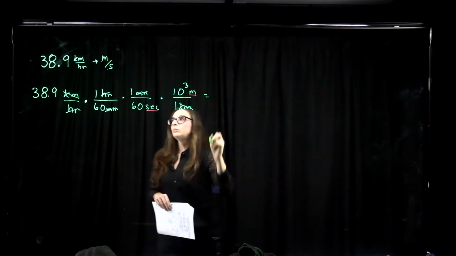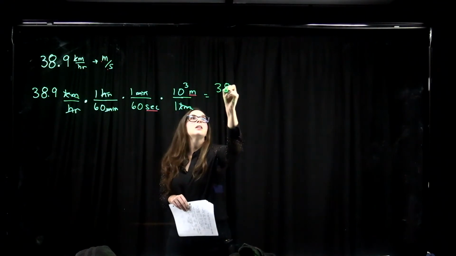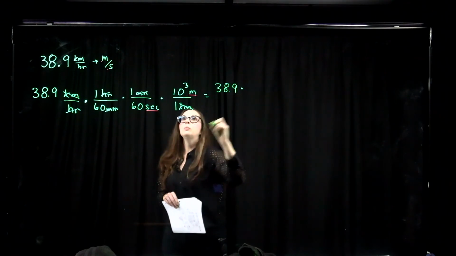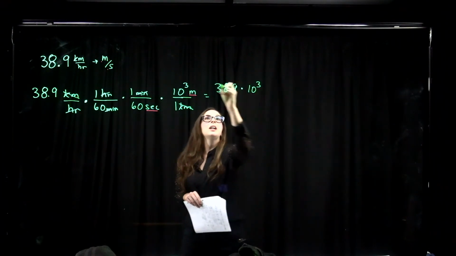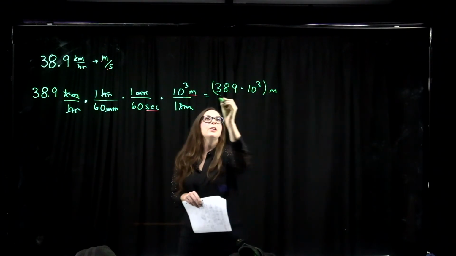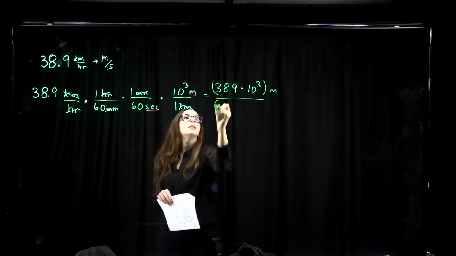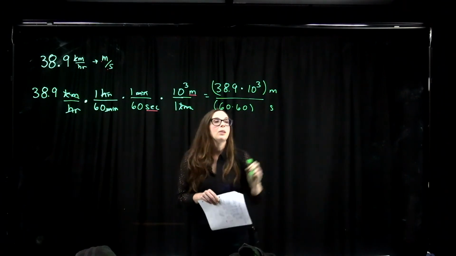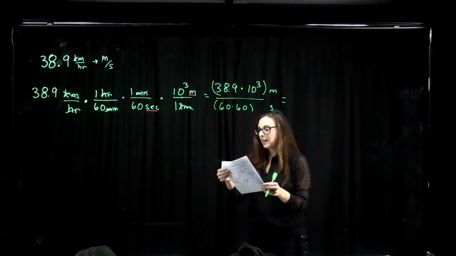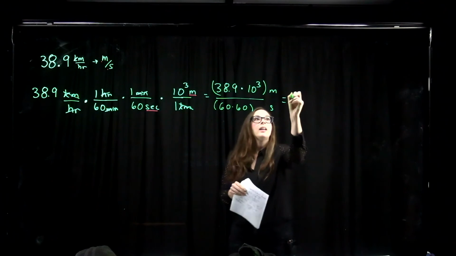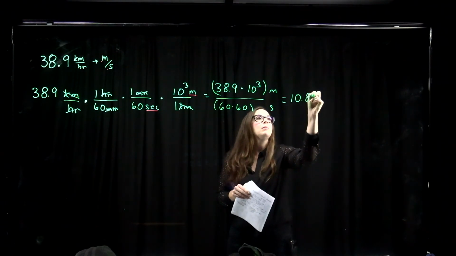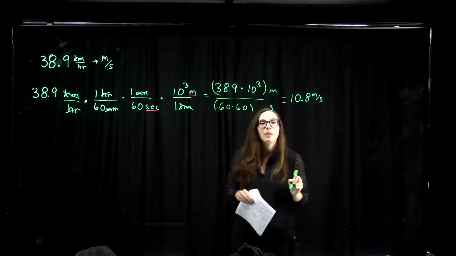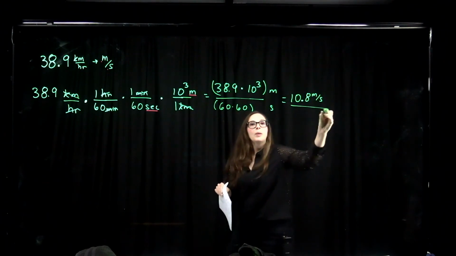So this is 38.9 times 10 to the 3, that has units of meters, over 60 times 60, that has units of seconds, okay? And so then in the end, whenever I do that, I get that this is 10.8 meters per second, okay? Well, there we are.